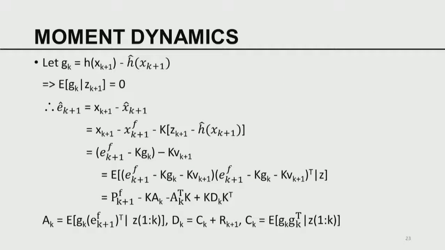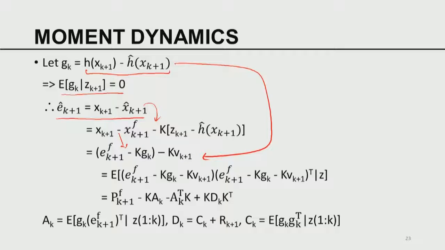Now I am going to derive the moment dynamics. Let g_k be the difference h of x_{k+1} minus h of x_{k+1} hat. We already know from this definition, if I take the conditional expectations of both sides, that is 0. Therefore, the analysis error is given by x_{k+1} minus x hat of k plus 1. I already know the structure of x hat k plus 1 using the Kalman filter equation. So this can be rewritten using the definition of g_k, combined with this equation. So e_{k+1}, look at this now: the analysis error is equal to forecast error minus correction.